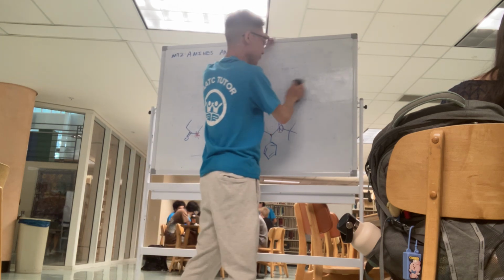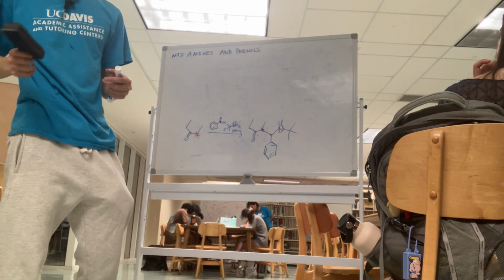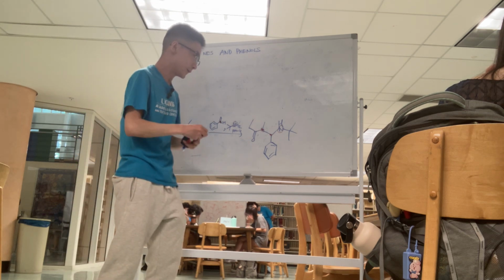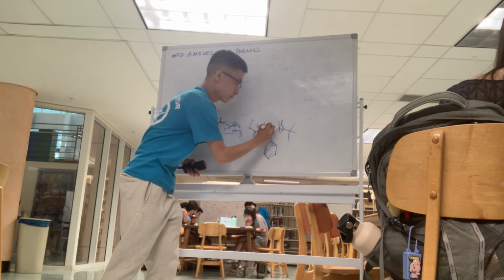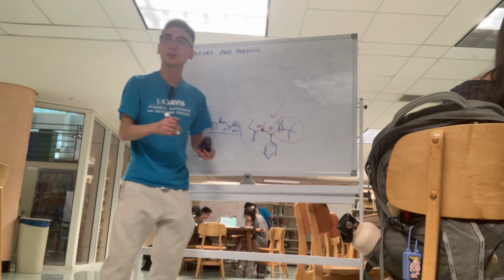And then to confirm if you have the right product or not for the Mannich reaction, always make sure you have a beta aminocarbonyl. So if we try to predict this as a product, we have to make sure that at the beta carbon there's an amino group right there, which checks out as a beta aminocarbonyl.